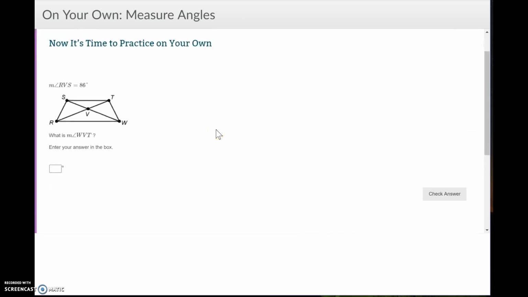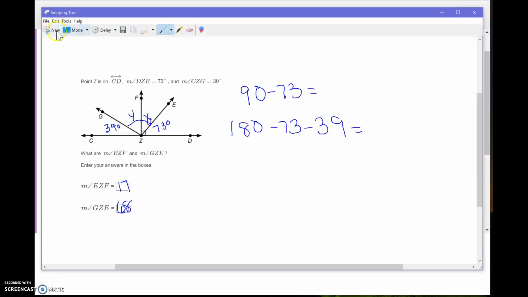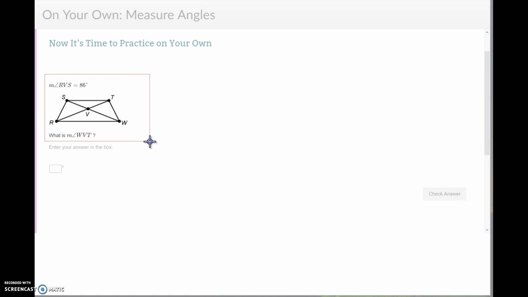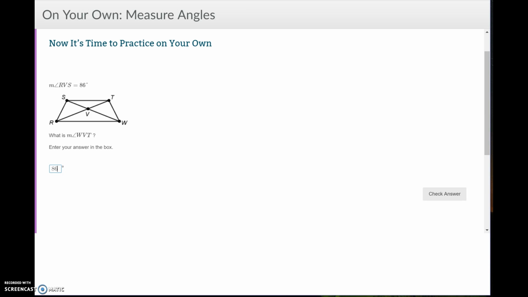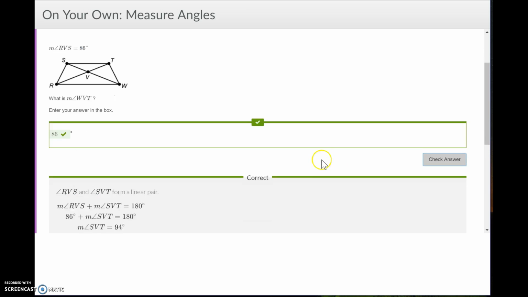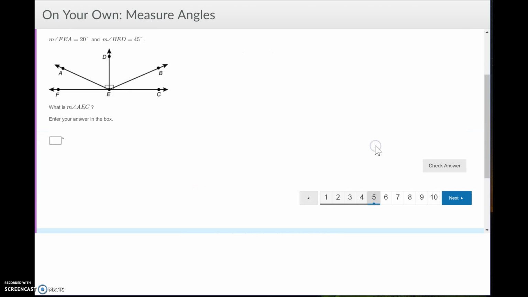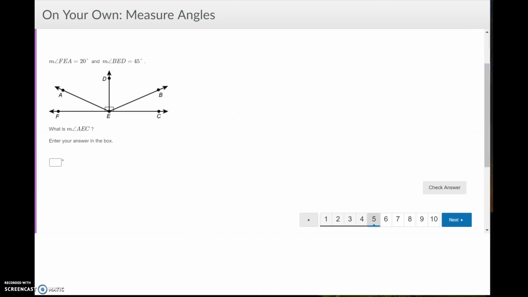Alright, now we are going to take a snip again. We can write in our information. Alright, so the measure of angle RVS is 86. And we're looking for WVT, this one on the other side here. When angles make an X like this, they're called vertical angles, and those are congruent. So this also equals 86. Great job.